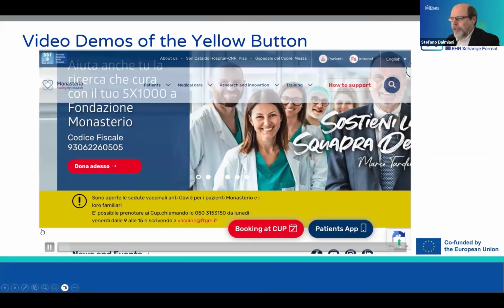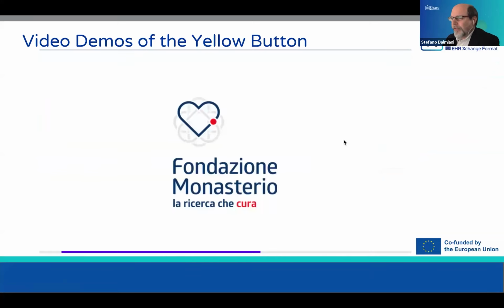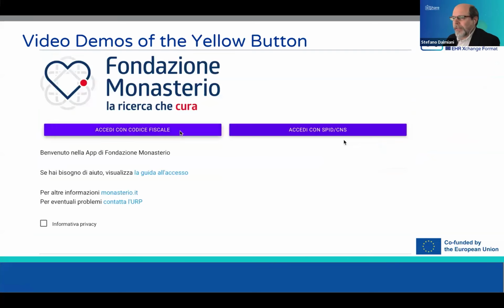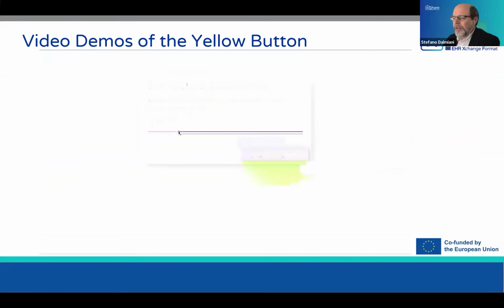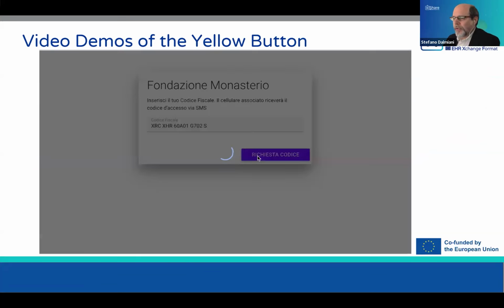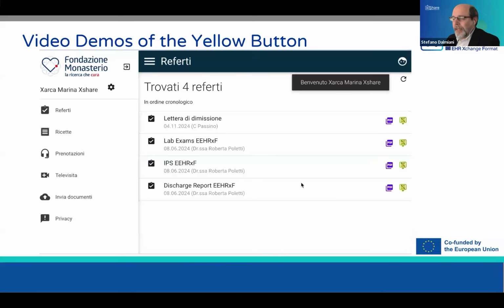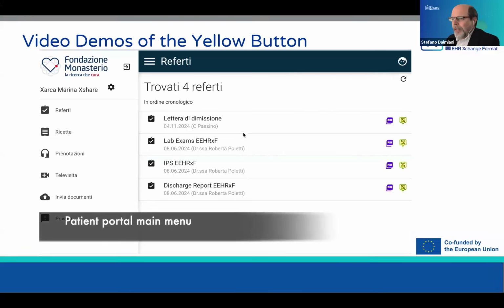So, to see some live action, this is a video. The patient app is directly available from our patient portal, or you have already installed it on your smartphone. You can access using an authentication code. So you need to insert here your identification code for the single patient, and you have associated a phone number here that is receiving an OTP, I mean a single-use key. And this is our patient portal main menu.